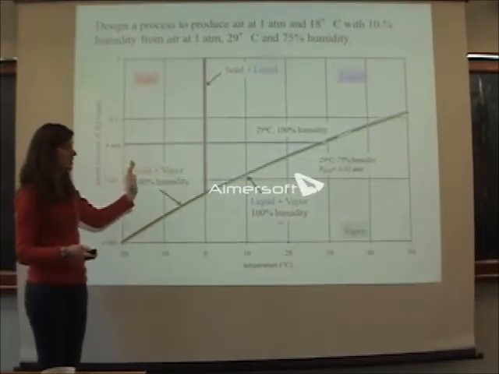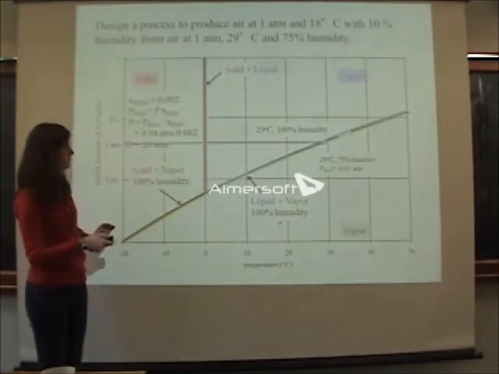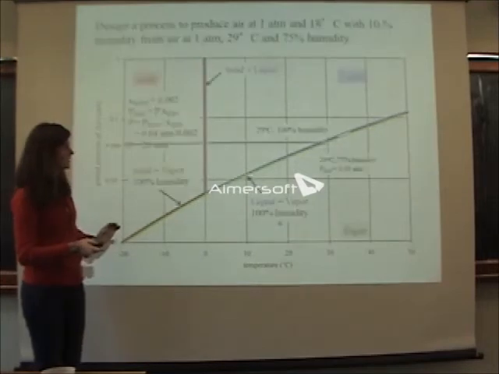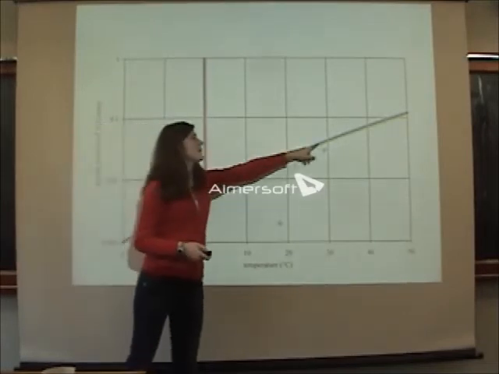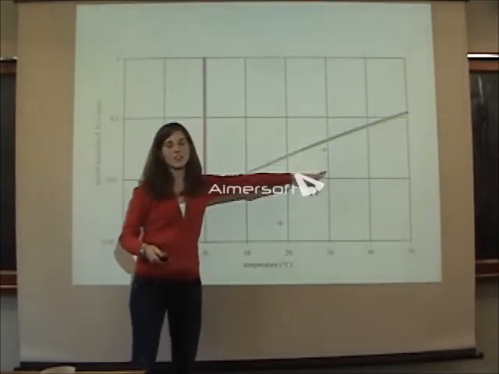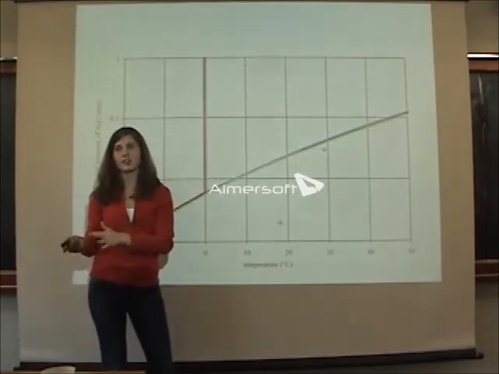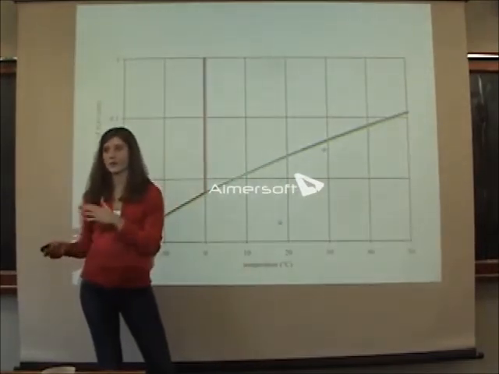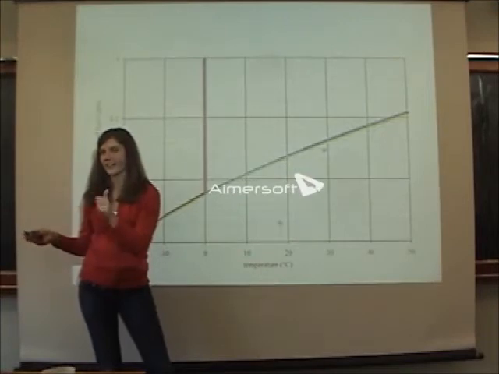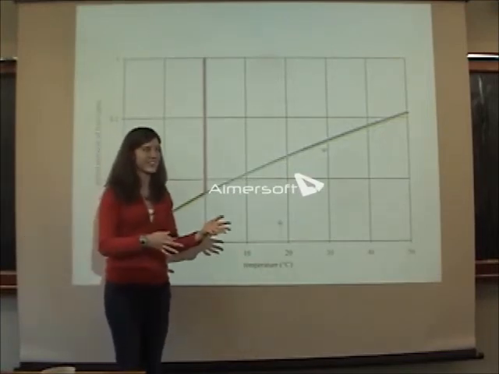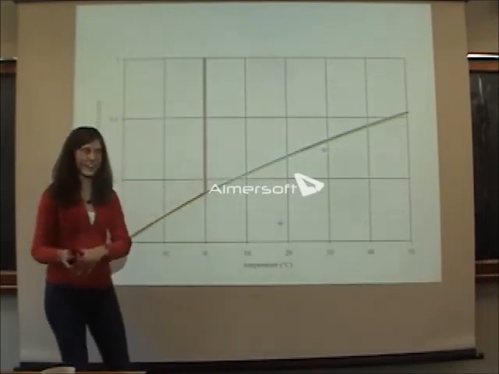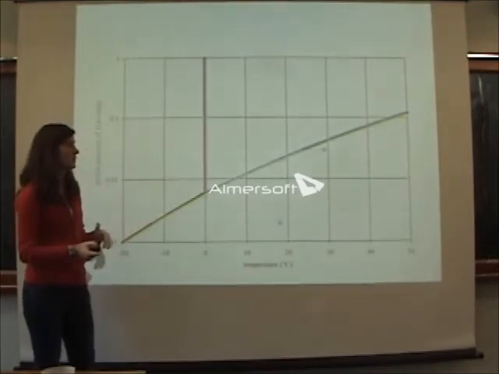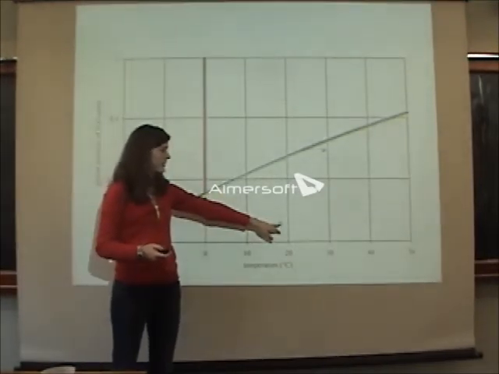So what you're going to do is go down, and your partial pressure now is going to be at 0.3 instead of 0.4. So 0.4 is 100%, and then 0.3 is 75%. So 0.4 times 0.75 is 0.3. Okay? So if it was 50% humidity, what would it be? 0.2. Okay.